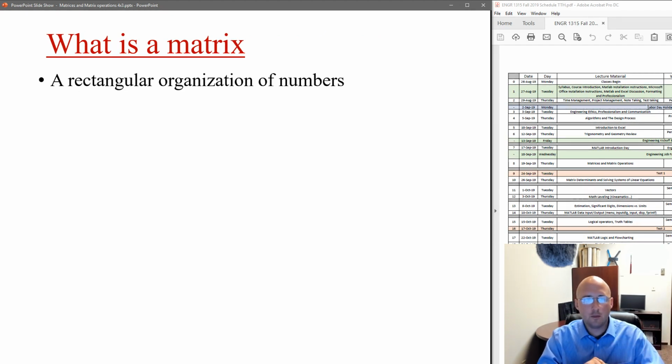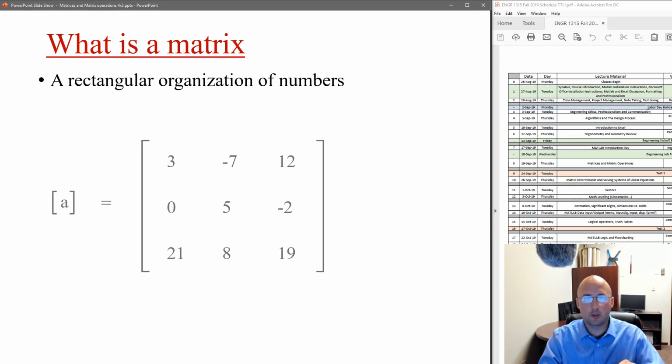So we said a matrix is a rectangular organization of numbers. Looks like this. For the sake of this class, I didn't put it in the slideshow. I'm a little remiss. I guess I should have. We have common syntax that we hold to be true, and matrices are always going to be in brackets. So you see this is open bracket, little a, close bracket. And this is what a 3x3 matrix would look like.